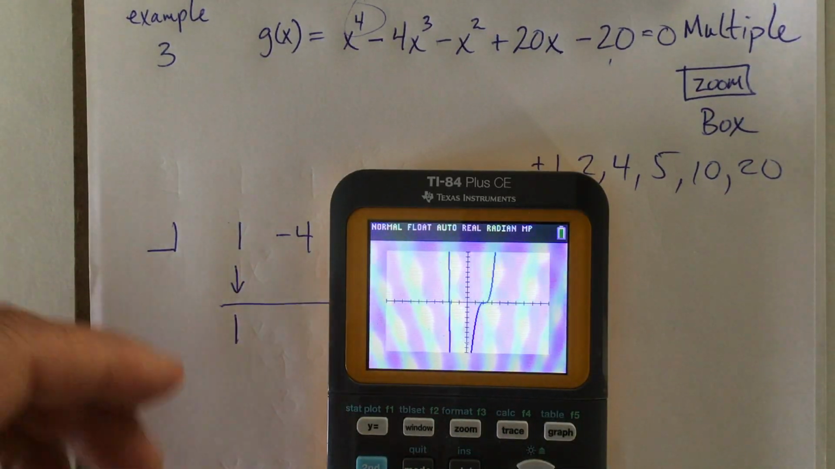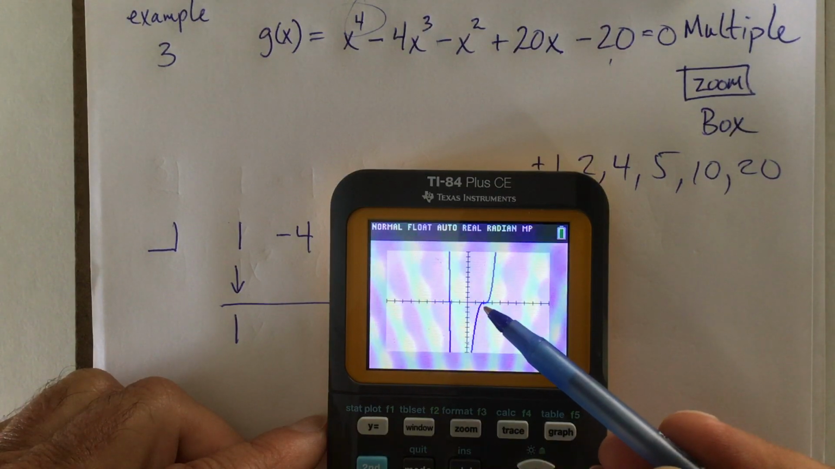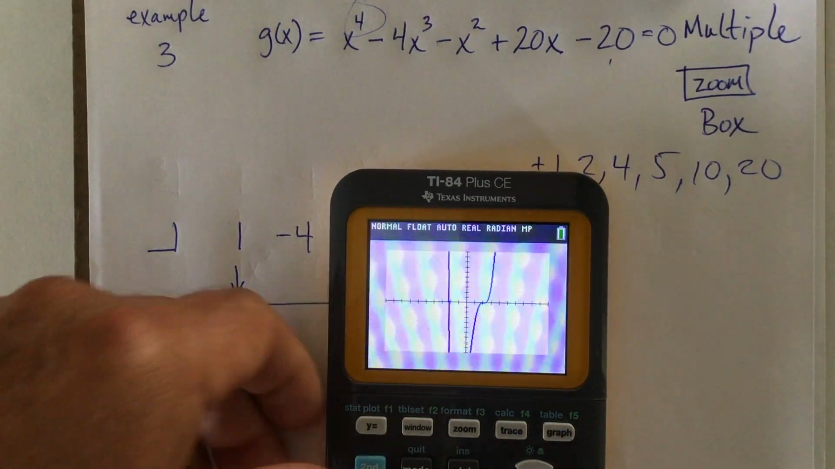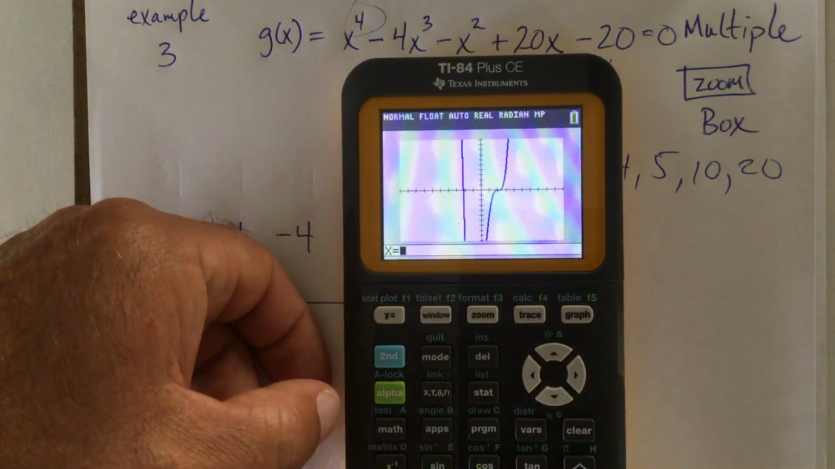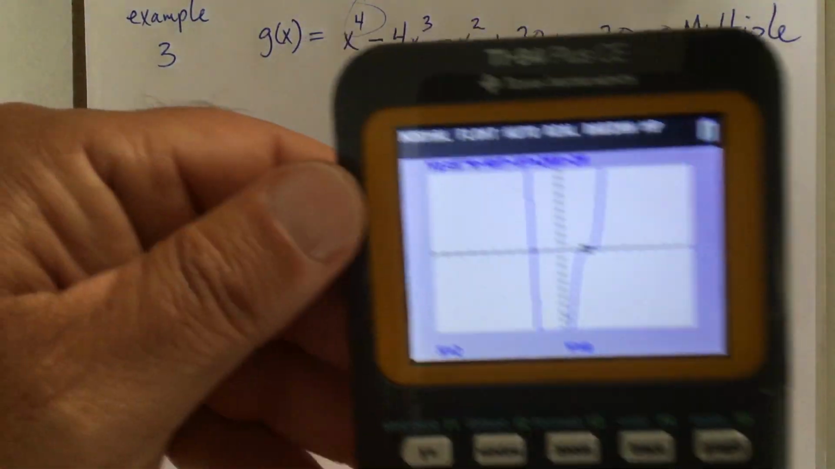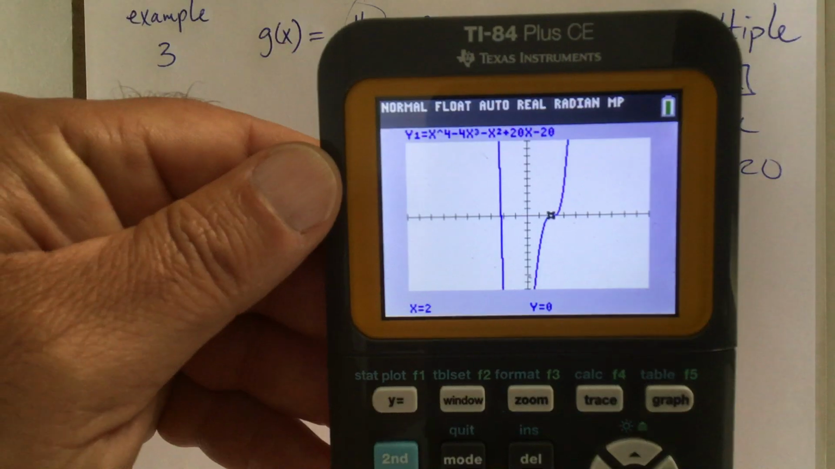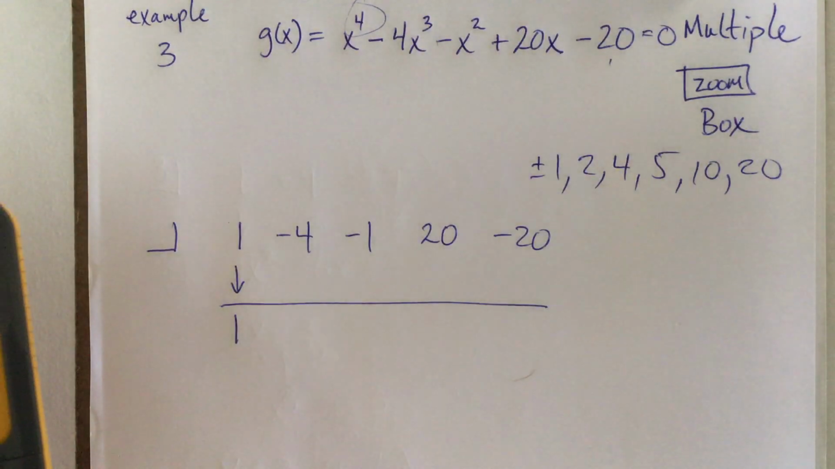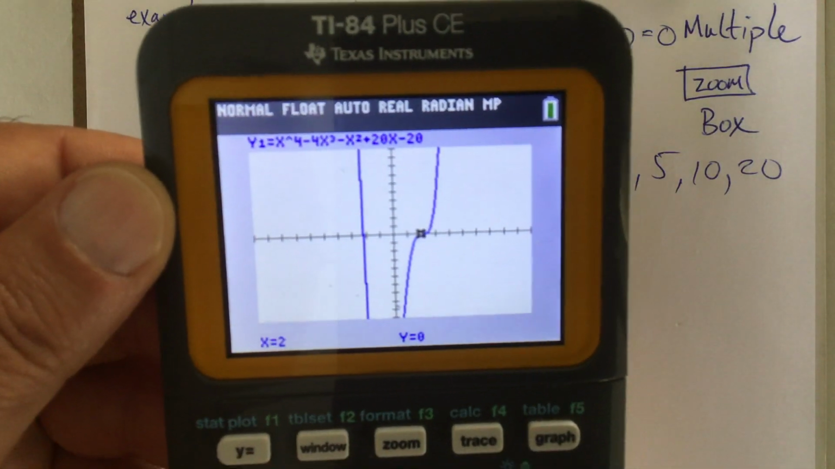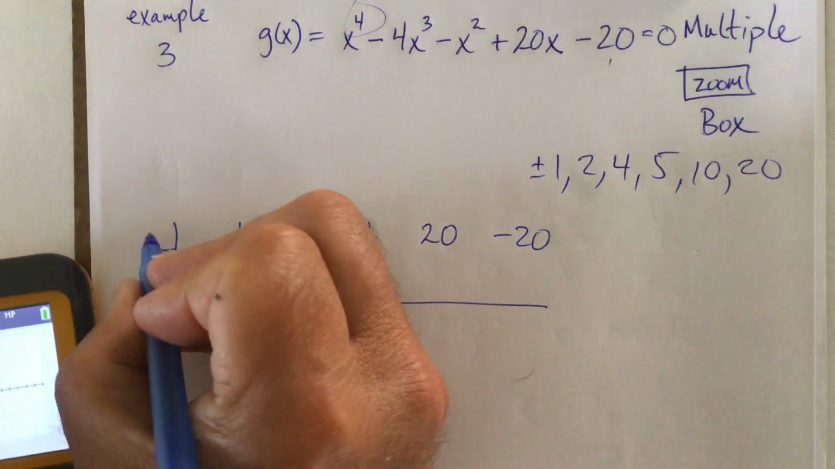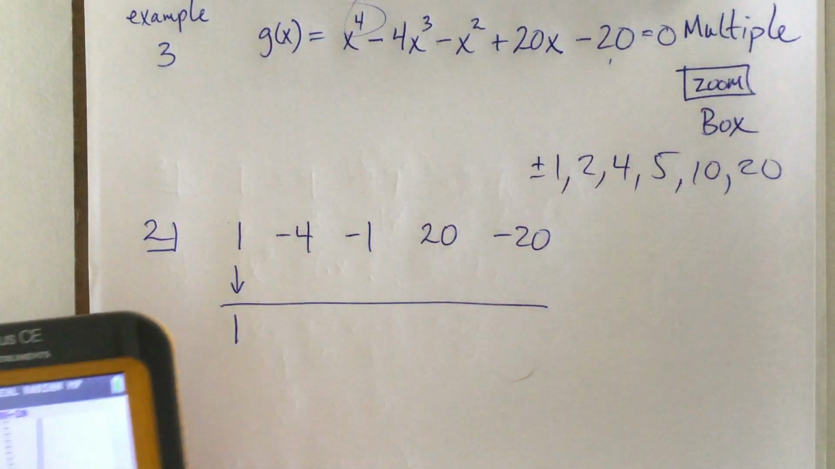Hey, looks like it crosses at 2. I'm going to do that first. Let's go. Second, calculate the value at 2. Sure enough, I have a 0. I have a 0. I have a root. I have an x-intercept at 2. So I'm going to start my synthetic division right now.